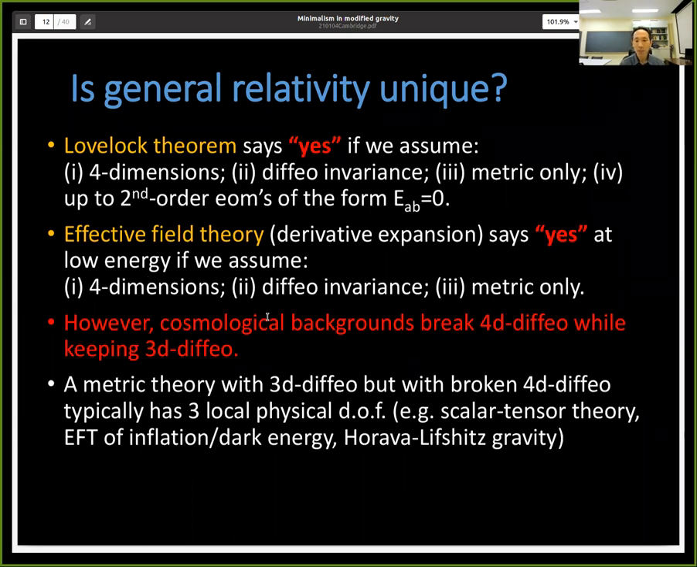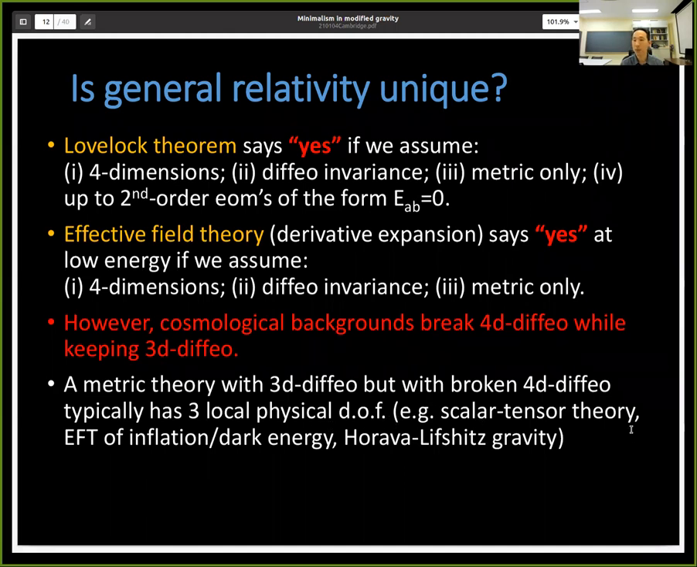However, cosmological backgrounds break 4D diffeo while keeping 3D diffeo. So maybe we can break this assumption, this 4D diffeo. Of course, we are living in four dimensions, but maybe we don't need to respect all 4D diffeo. But if we break 4D diffeo and keep 3D diffeo only, then we tend to end up with a theory with 3 local physical degrees of freedom.